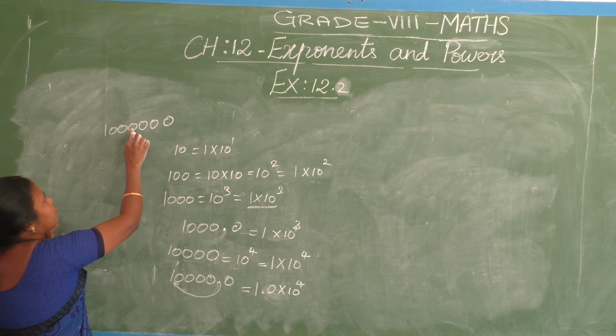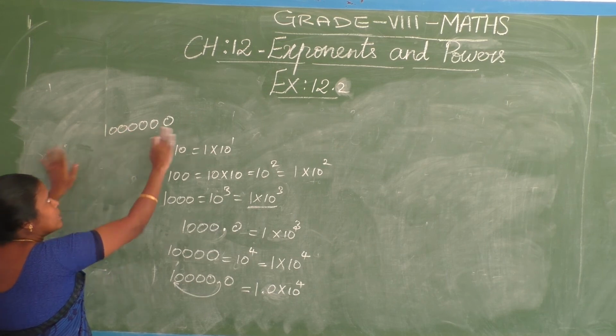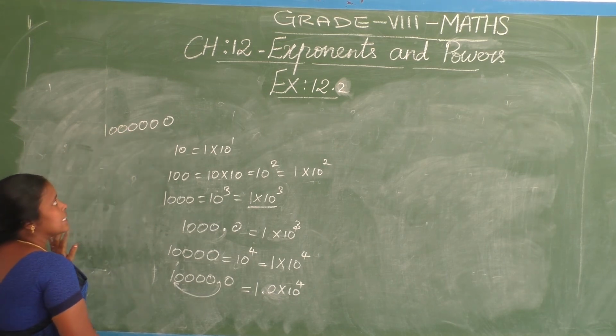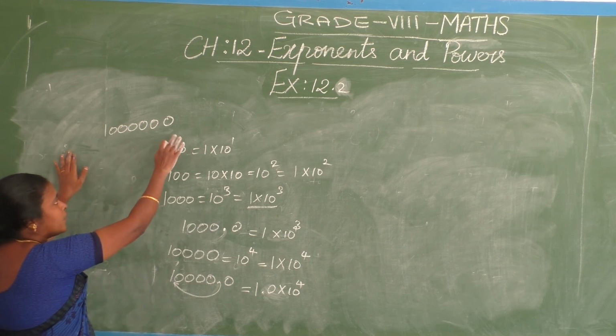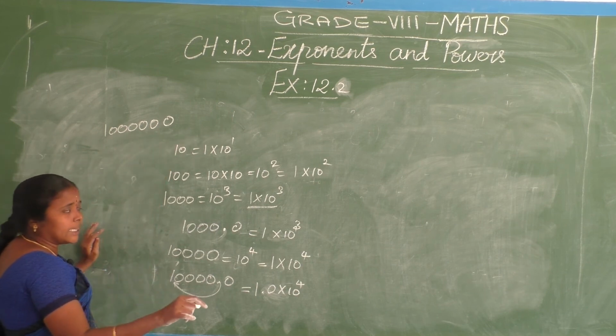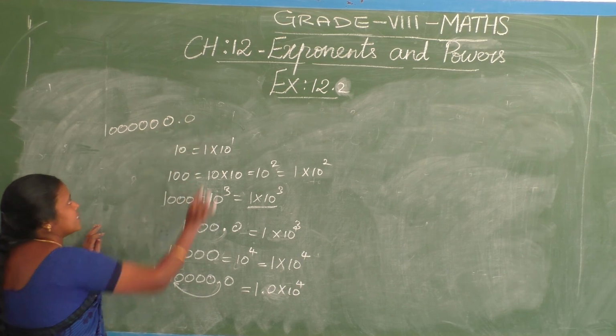See, in this basis, one more number I am giving: 1, 2, 3, 4, 5, 6. This is the whole number. Consider, where is the point? There is no point in the whole number, which means you have to think the point is at the right hand side.